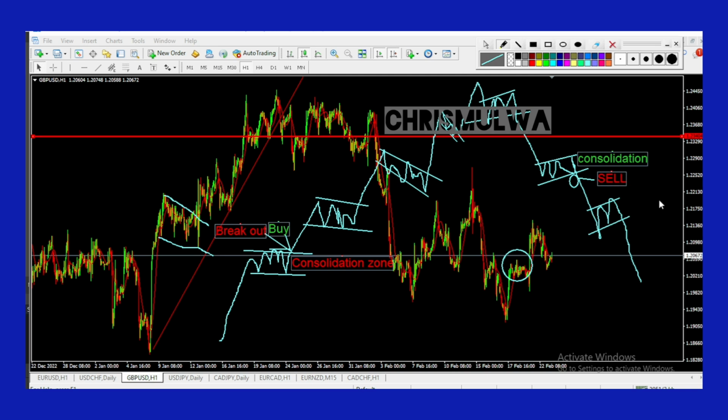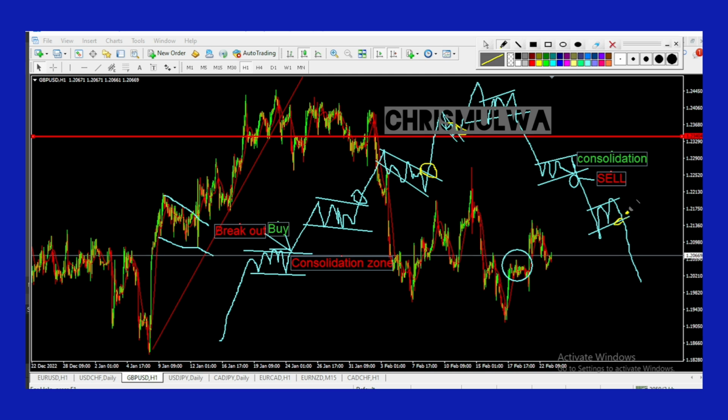When it leaves this area, you can also indicate, this is another area that we can look at. This one, then we have this one.